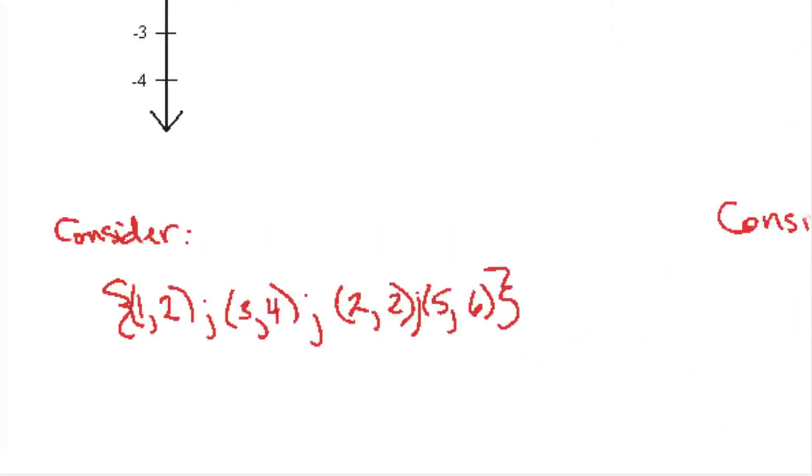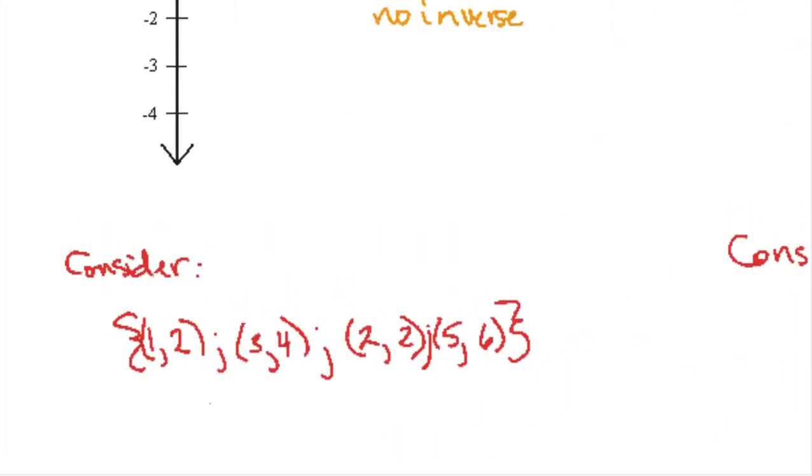Let's look at this set here. We have a few ordered pairs, and if you look carefully, the y value of 2 has two x values, one that's a 2 and the other one that's a 1. So therefore, it's not one-to-one, therefore no inverse.